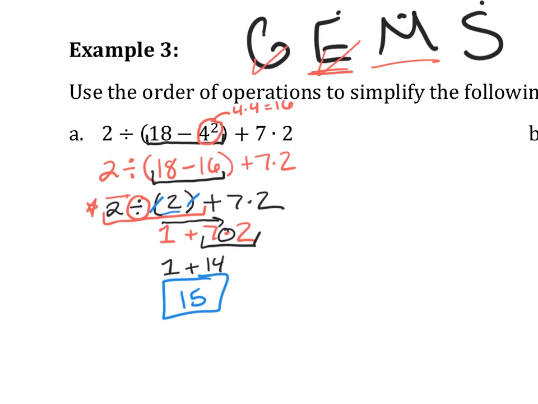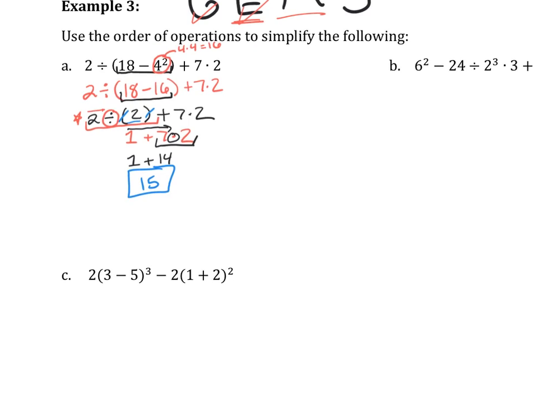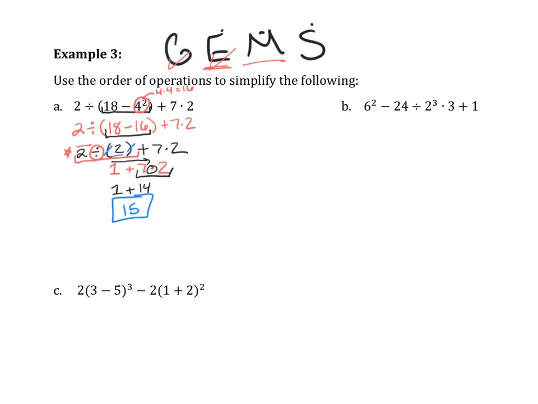Okay, and I would like you guys to go ahead and try letter B and C. Again, be careful. The main thing, make sure you are following GEMS. Make sure you're doing this order of operation. Multiplication and division happen at the same time as you go left to right. Addition and subtraction happen at the same time as you go left to right. So go ahead, try B and C.